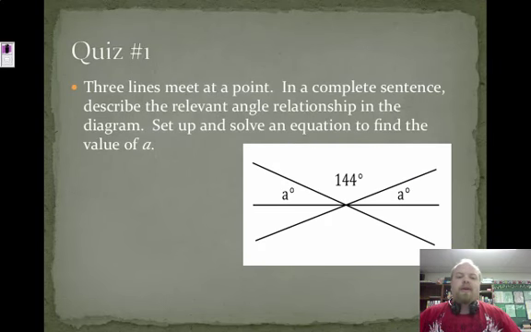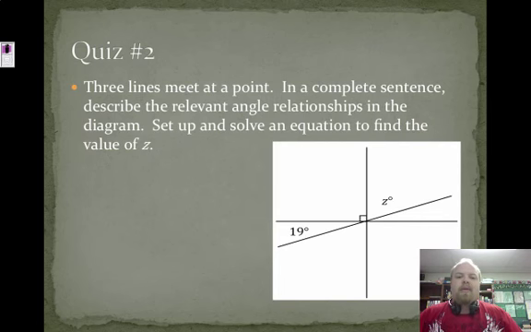Now here's your first quiz question. Number 1, 3 lines meet at a point. In a complete sentence, describe the relevant angle relationships in the diagram. Set up and solve an equation to find the value of A. Number 2, you have 3 lines that meet at a point. In a complete sentence, describe the relevant relationships in the diagram. Set up and solve an equation to find the value of x.